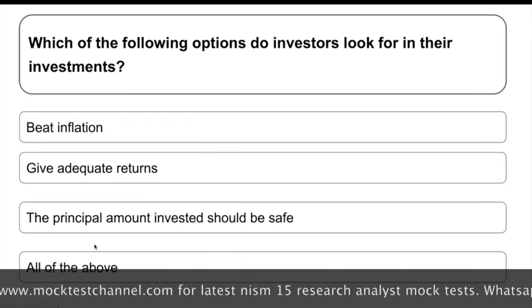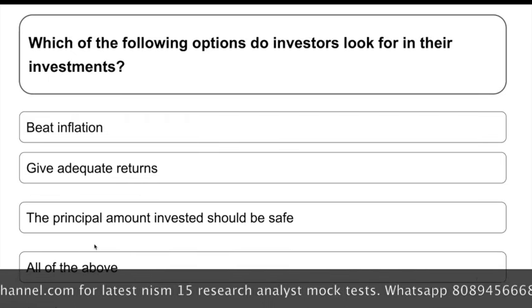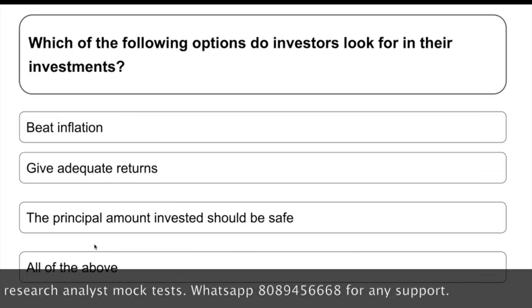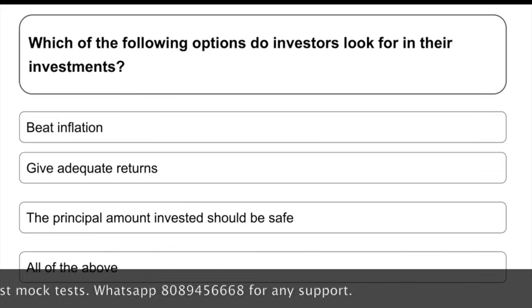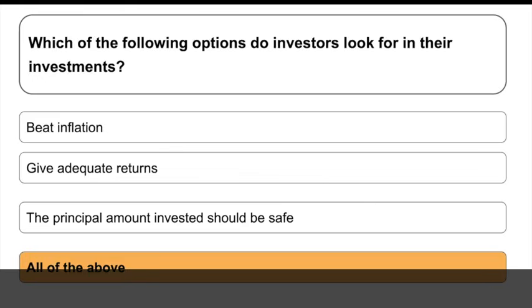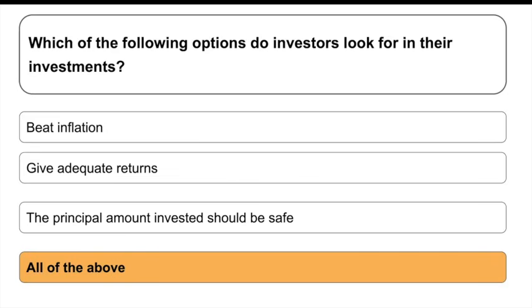Which of the following options do investors look for in their investment? A, beat inflation. B, give adequate returns. C, the principal amount invested should be safe. D, all of the above. So friends, as an investor, I would say that all three options are something that I would prefer in an investment. So the correct answer is all of the above.